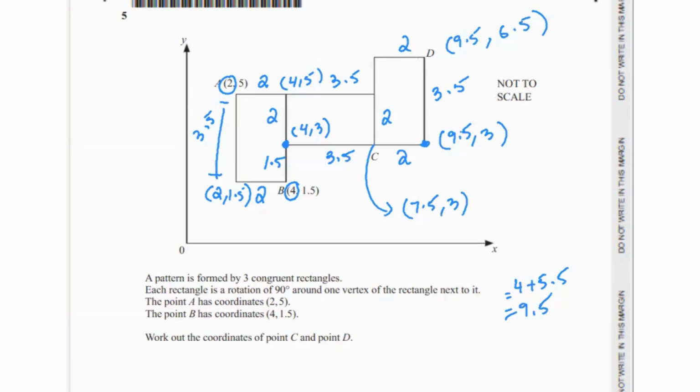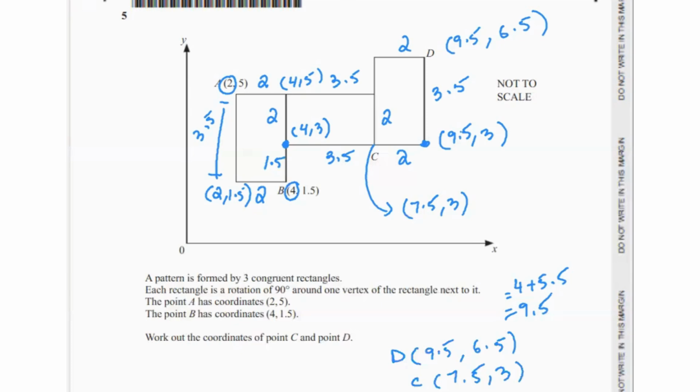So as you can see, D is 9.5 and 6.5, and C is 7.5 and 3. These are the coordinates of points C and D. The key rule for this is that congruent shapes have the same lengths for their sides. So whatever the length is for one rectangle, the other rectangle will also have the same length. Whatever is the width for the first rectangle, the other rectangles will have the same width as well.